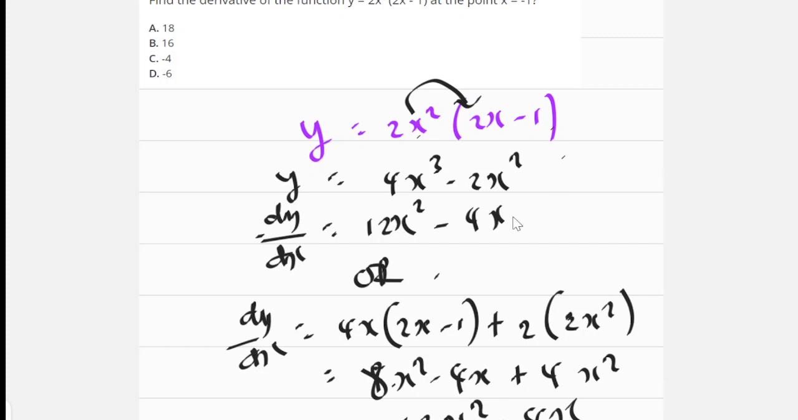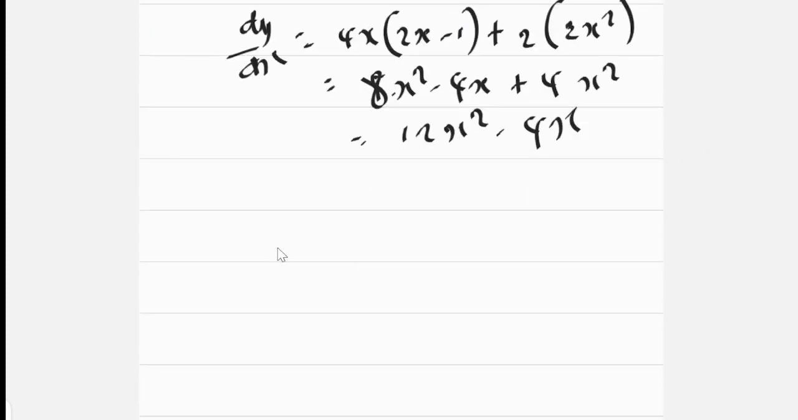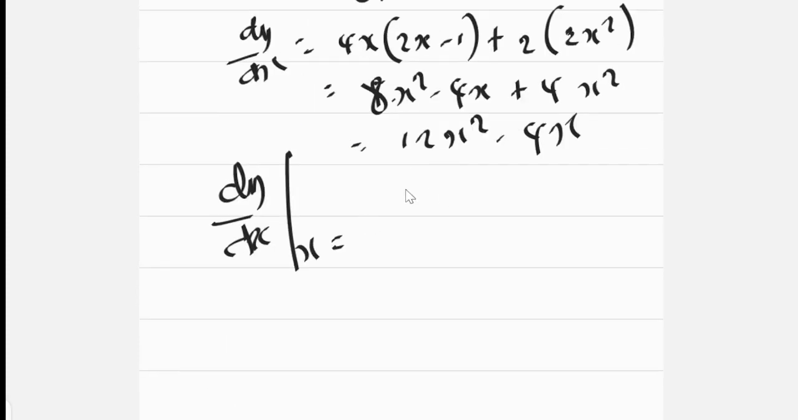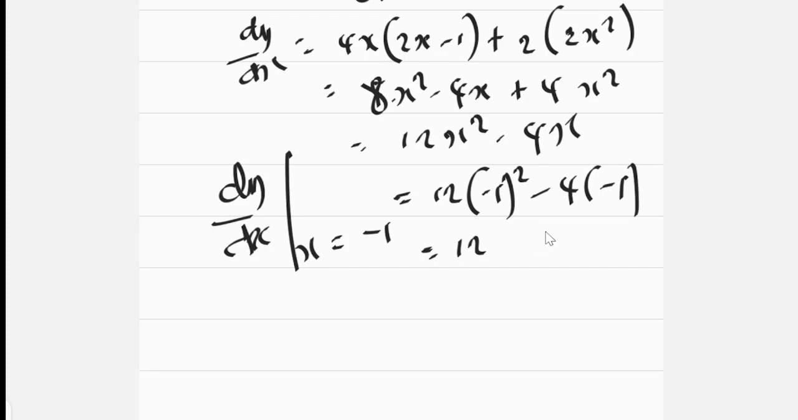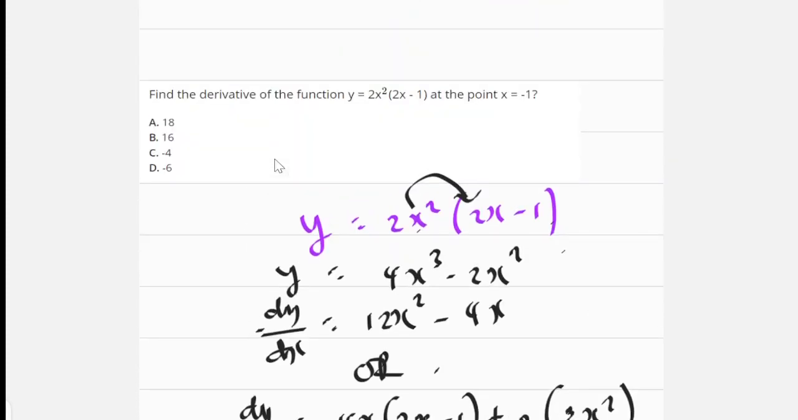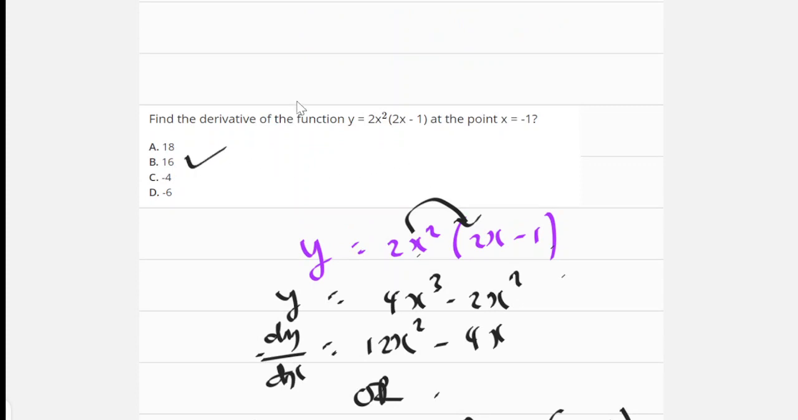You have your result. But the question asks us to find the derivative at x equals what? x equals minus 1. That is, wherever I see x now, I put minus 1. That will now be 12 into minus 1 squared minus 4 into minus 1. So minus 1 squared is 1. 12 times 1 plus 4. That is equal to 16. So your result here is B. Can you see it is not difficult to do?